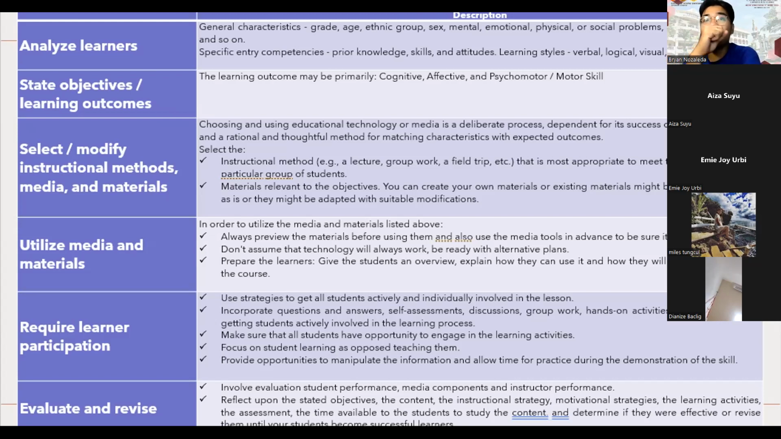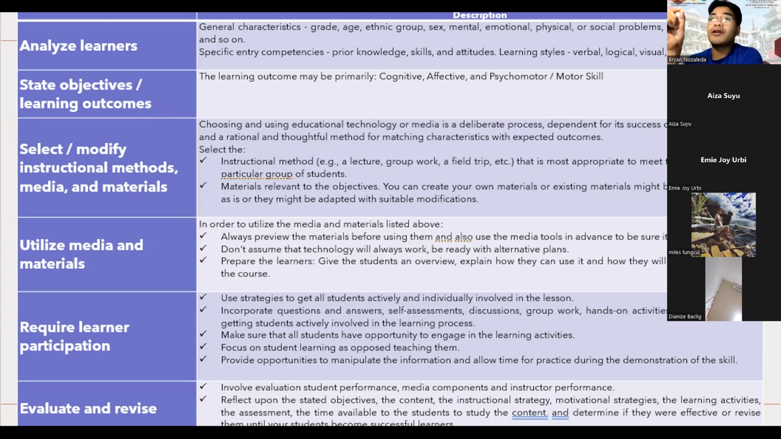Okay? So anong halimbawa ng instructional method natin? Yan, magle-lecture ka ba? Magpapa-group work ka ba? Magpapa-field trip ka ba? Yung materials mo naman, anong gagamitin mong material sa pagtuturo? Gagamit ka ba ng visual aid? Gagamit ka ba ng video? Gagamit ka ba ng games? Magpapa-roleplay ka ba? Anong gagawin mo? Okay, anong mga materials ang gagamitin mo?